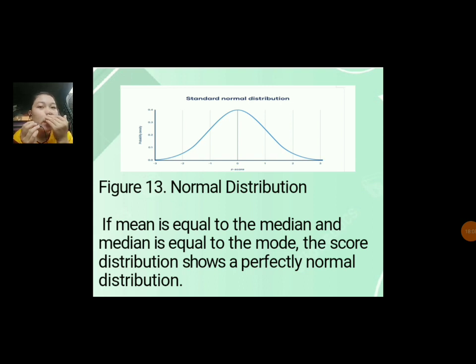We get a normal distribution if the mean is equal to the median and the median is equal to the mode. The score distribution shows a perfectly normal distribution. Therefore, it is perfectly curved because the mean, median, and mode are equal. Okay?